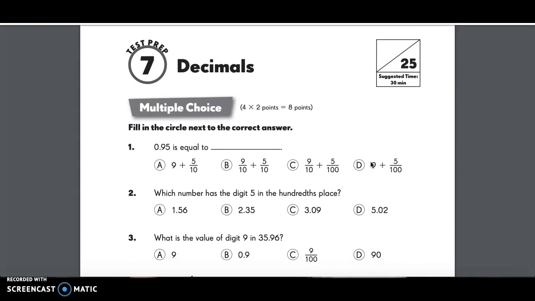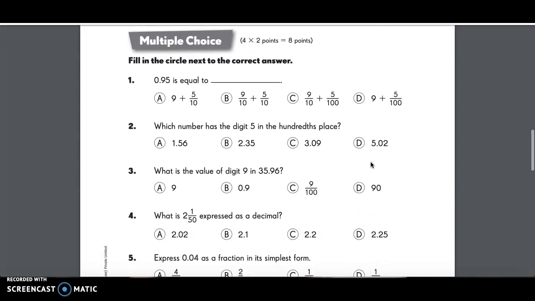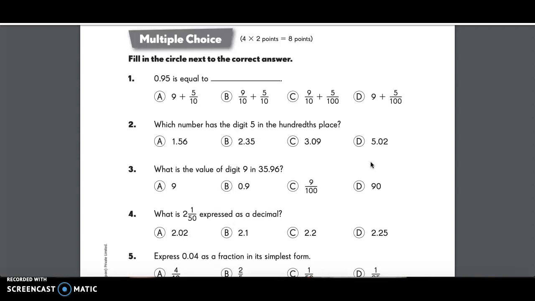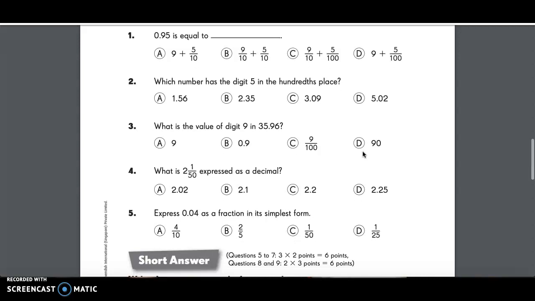So I'm going to read through the questions, and you can do them as I read them and pause if you want to get all the hints, or you can listen and then take the test at the end. Number 1, you need to say what 95/100ths is equal to in expanded form. Number 2, which digit has 5 in the hundredths place?